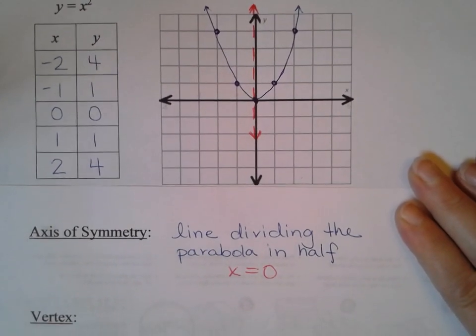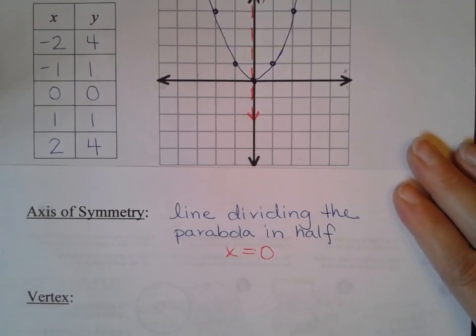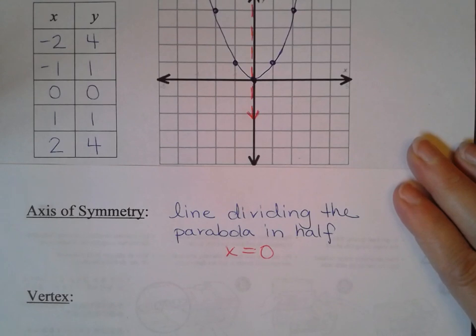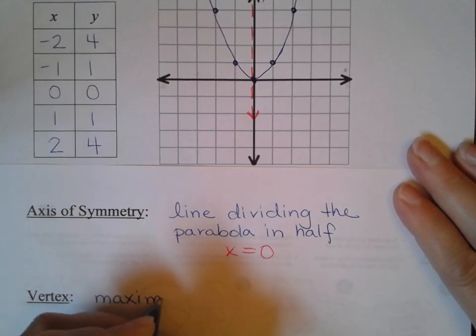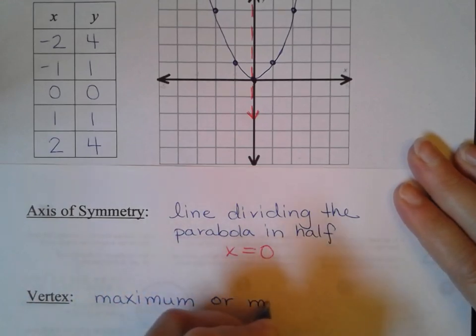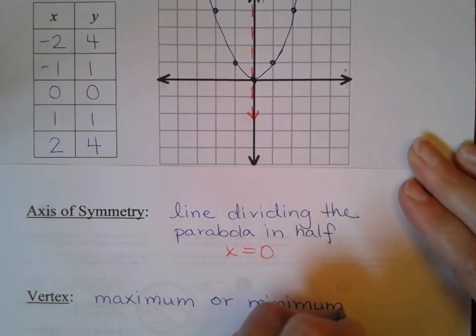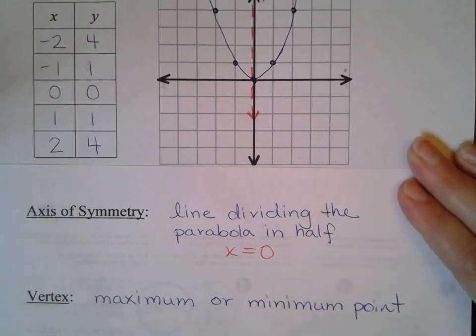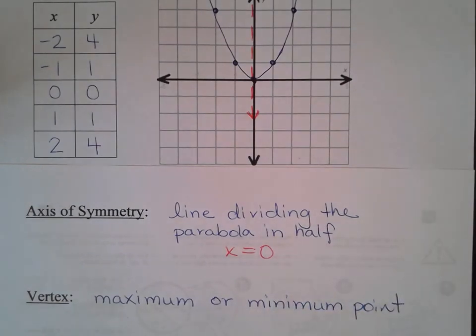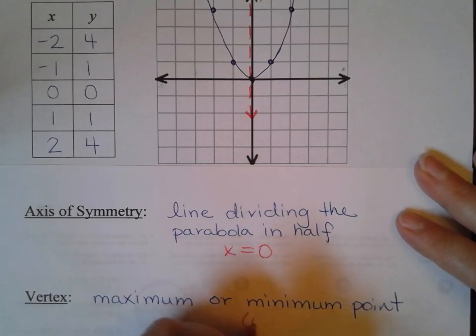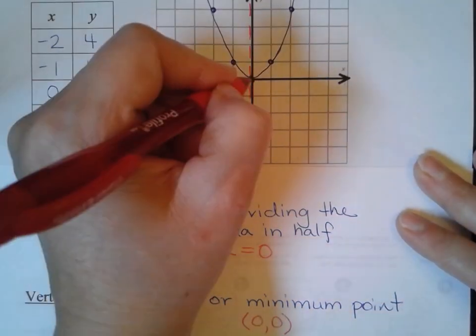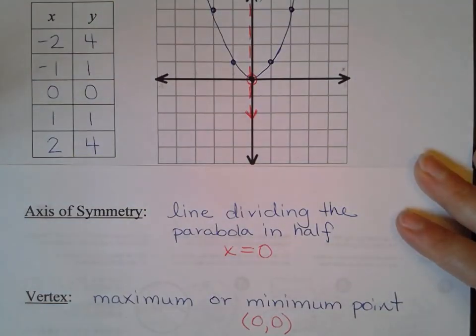The next key part of the parabola is called the vertex. The vertex is either the maximum or minimum point. And so for this particular example, we have a minimum point at the point 0, 0. You can see it right here at the bottom of that bowl shape. That would be our vertex.